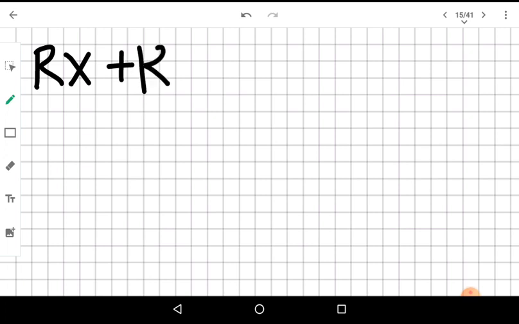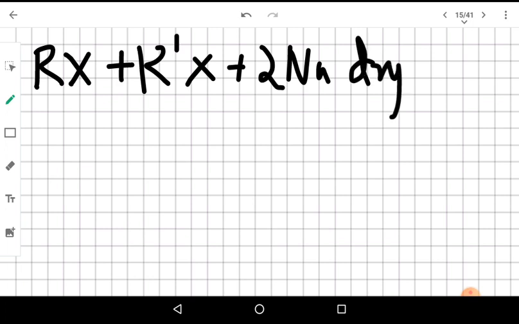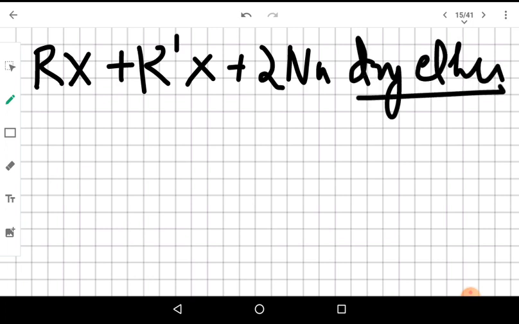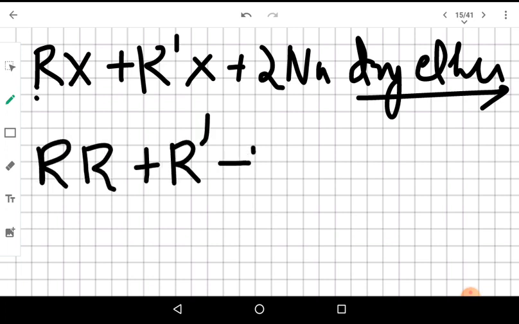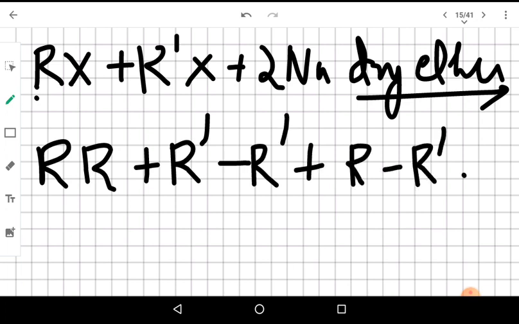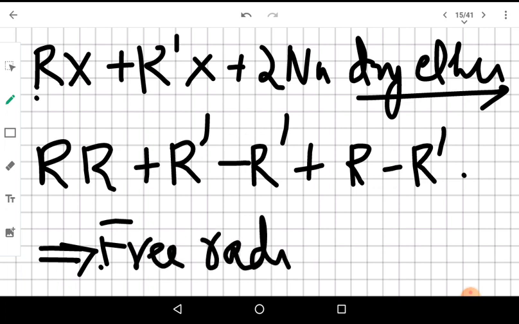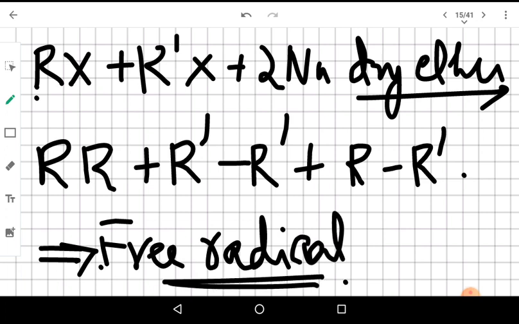RX plus R'X plus 2 molecules of sodium in dry ether is going to give us RR plus R'R' plus RR'. Now what is the mechanism followed in Wurtz reaction? In Wurtz reaction, the mechanism followed is again a free radical mechanism. In this process also, there are some unwanted products.